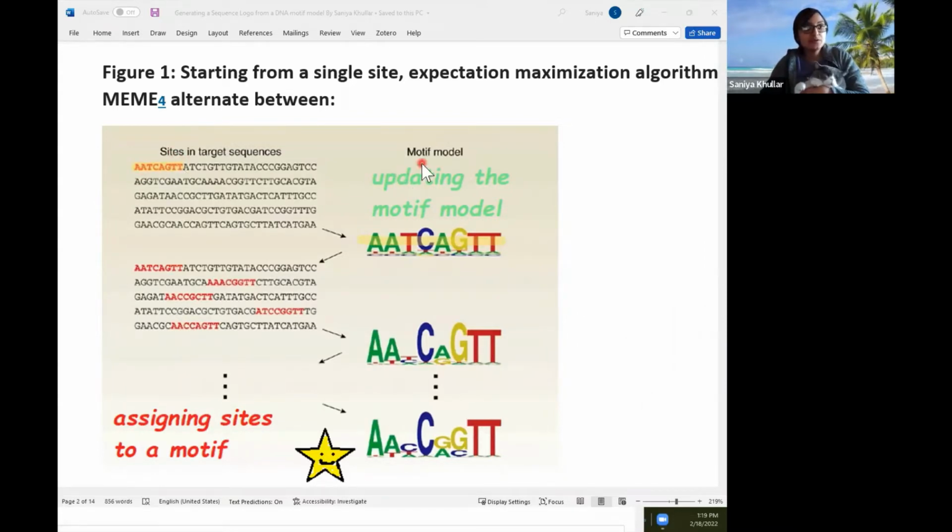And then we update our motif model. So based on our selection of this, we say that our motif would then be AAT, CA, GTT, and the other bases are kind of squashed below. Then next we assign sites to a motif. Again, we update the motif model. Then again, we reassign the sites to the motif. And then again, we update the motif model, and so on and so on.